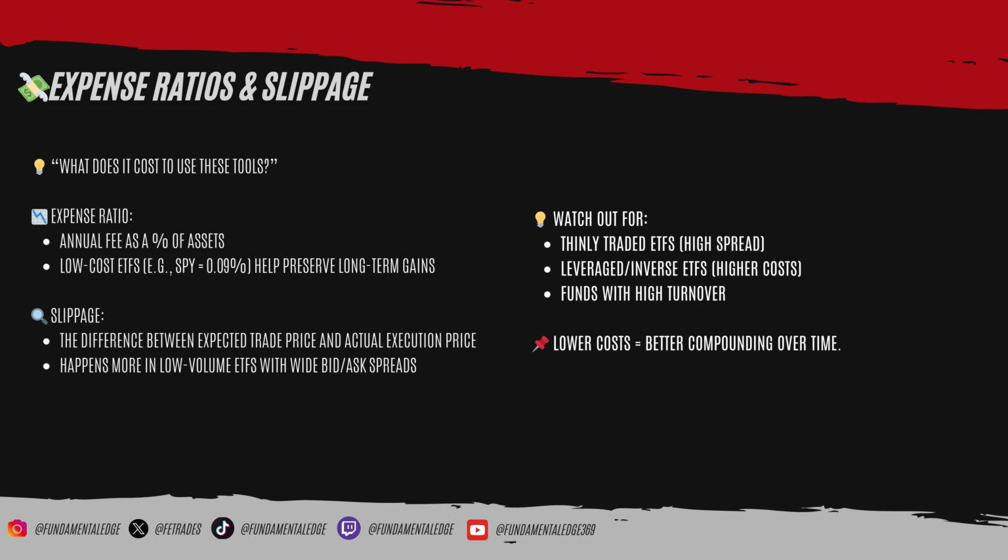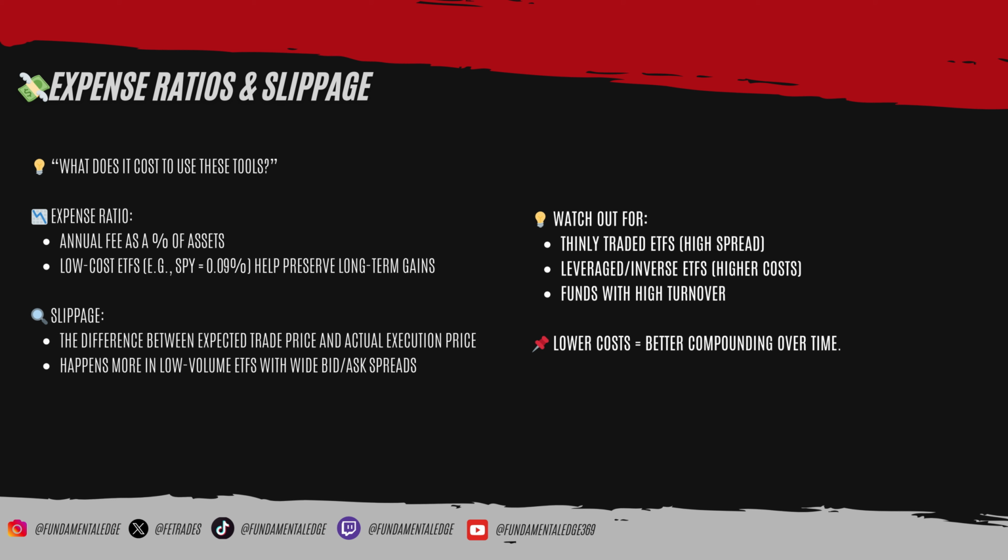Whenever you use a financial instrument, you're paying for it, directly or indirectly. Let's talk about the two big costs you need to watch. First, the expense ratio. This is the annual fee charged by the fund provider. For ETFs like SPY, this might be as low as 0.09%. For niche or leveraged ETFs, it could be 0.75% or more. Over time, that difference adds up. Lower expenses equal stronger compounding.